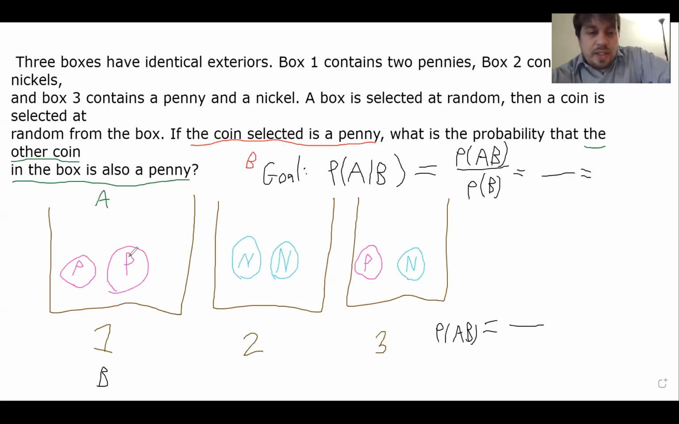Okay, so there's 6. So if you choose a box and a coin from the box, right? You choose this coin in box 1, or this coin in box 1, or this coin in box 2, or this coin in box 2, right? So you're selecting one coin. So there are 6 possible coins to choose from, and then A and B would be one of these 2 pennies, because those 2 pennies are the only pennies you could choose in which the other penny in the box is also a penny. So P of A∩B is 2/6.